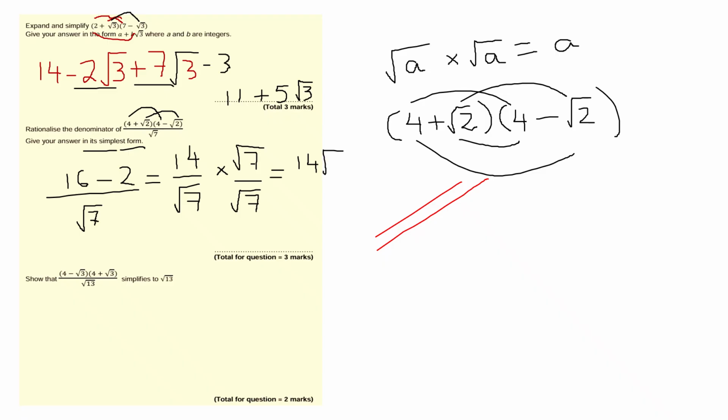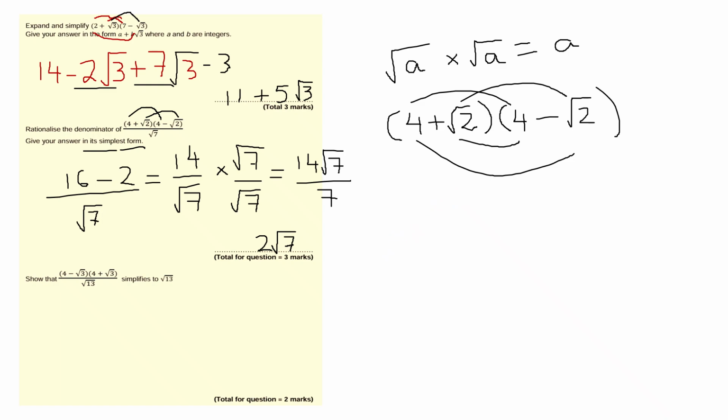And on the bottom, guys, we have root 7 times root 7, which is root 49, which is just 7. Okay, I can obviously cancel top and bottom by 7. We get the answer of 2 lots of root 7, so 2 root 7, because 14 divided by 7 makes 2. I hope that makes sense here. Quite a nice question, I'd say.